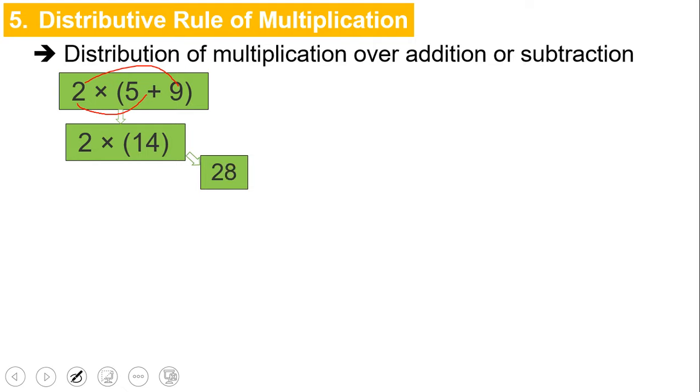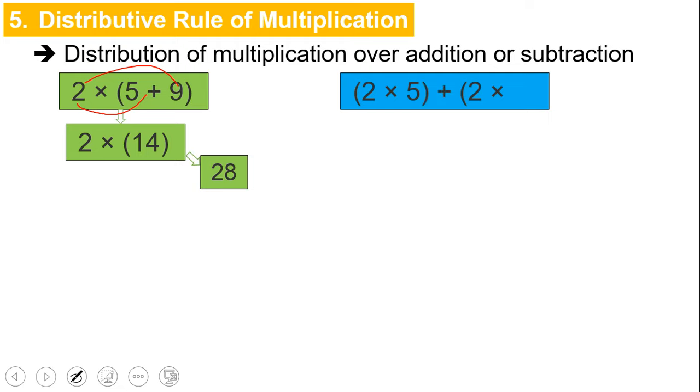Is that clear? And now what I told was another grouping, 2 into 5 plus 2 into 9. So we have 2 into 5 plus 2 into 9. This is the result after distribution. But the first one is solved as it is, as given. And this one is by distribution.